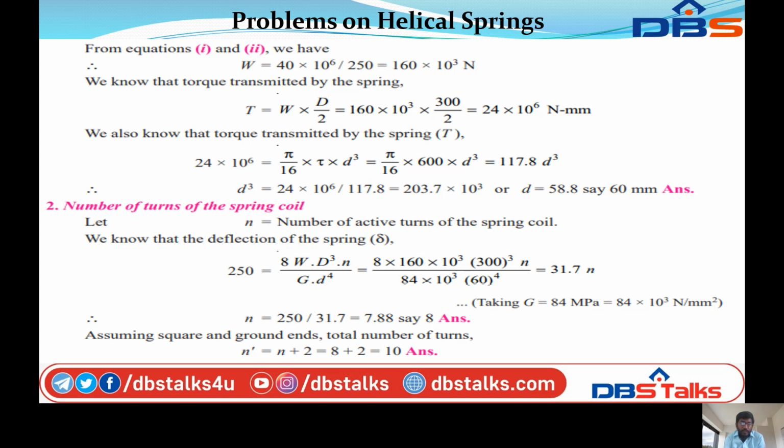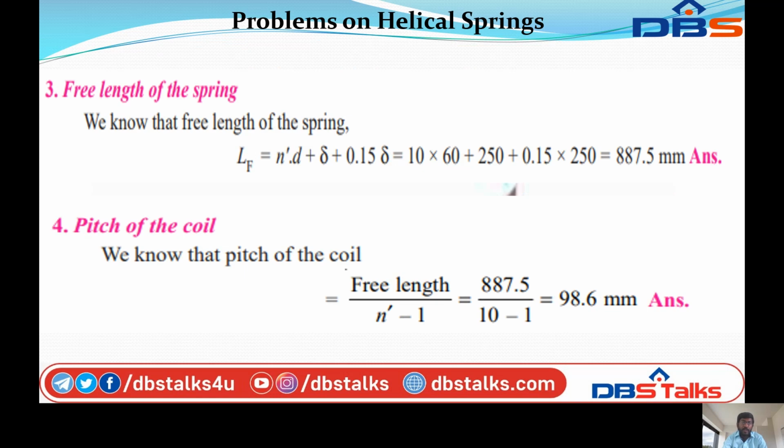Assuming square and ground ends, the total number of turns N dash is equal to N plus 2, that is equal to 8 plus 2, that is equal to 10. So the number of turns N dash is equal to 10. Next, finally you can calculate the free length of the spring. We know that the free length of the spring LF is equal to N dash into d plus delta plus 0.15 delta. Substituting the values, 10 into 60 plus 250 plus 0.15 into 270. So LF is equal to 887.5 mm.